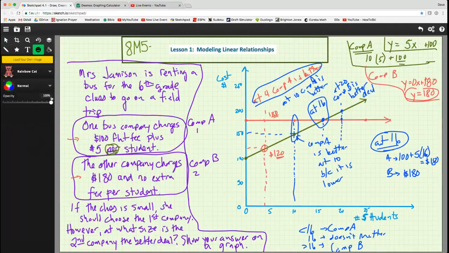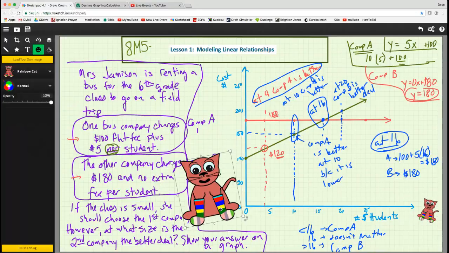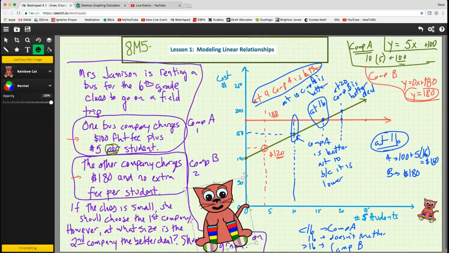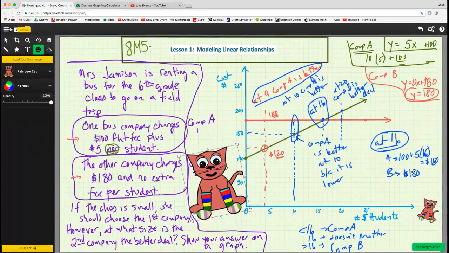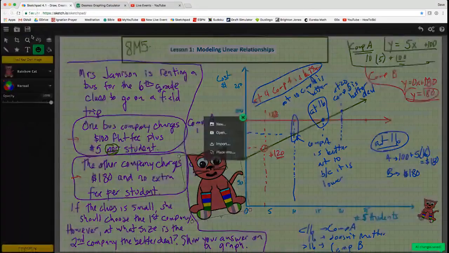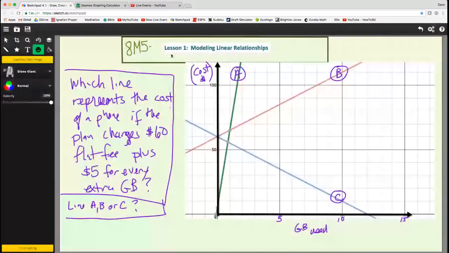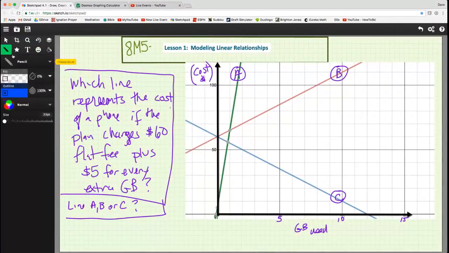Let's lay down a happy cat. We deserve a happy cat for that one, I think. Now, let's move on, and we're going to do our last homework problem. And this is an interesting one. There's one like this on the homework, and this is hopefully pretty easy for you. This is the last of our homework help, and then we're going to say this is a wrap.